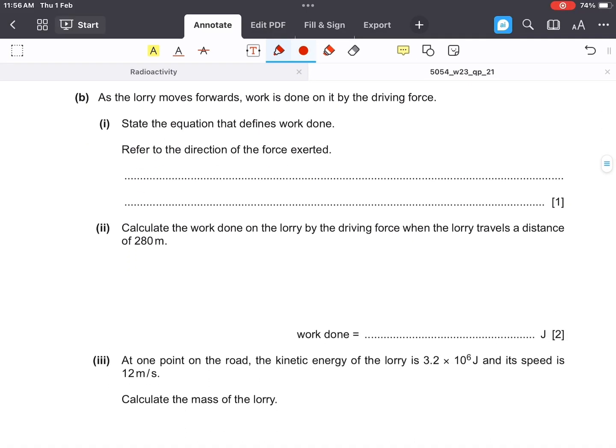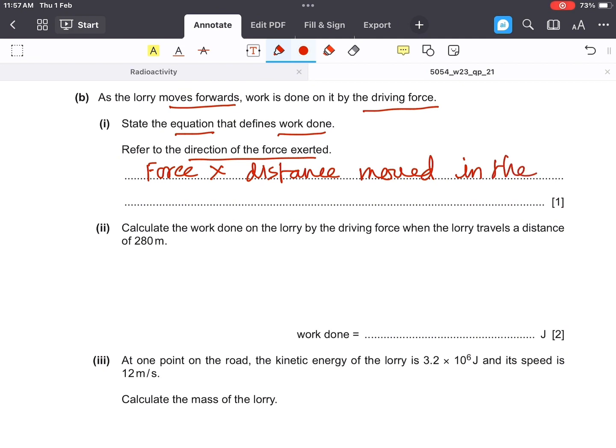Next question: as the lorry moves forward, work is done on it by the driving force. The equation that defines the work done. Okay, refer to the direction of the force exerted. So, work done will be equal to force multiplied by distance moved in the direction of force.